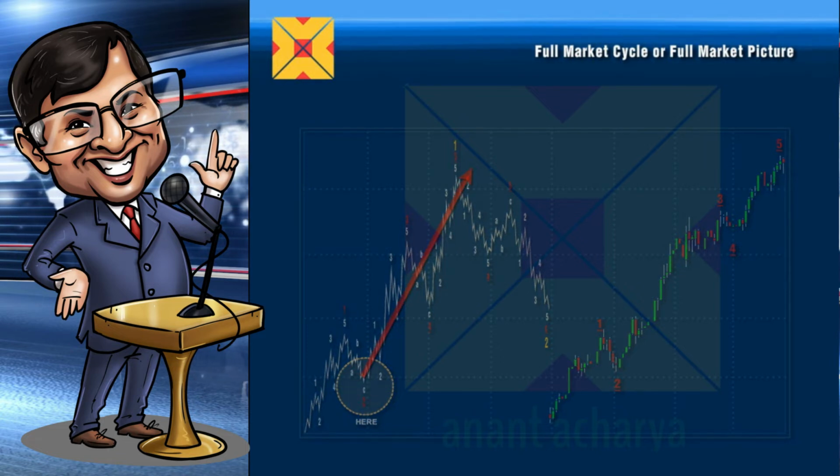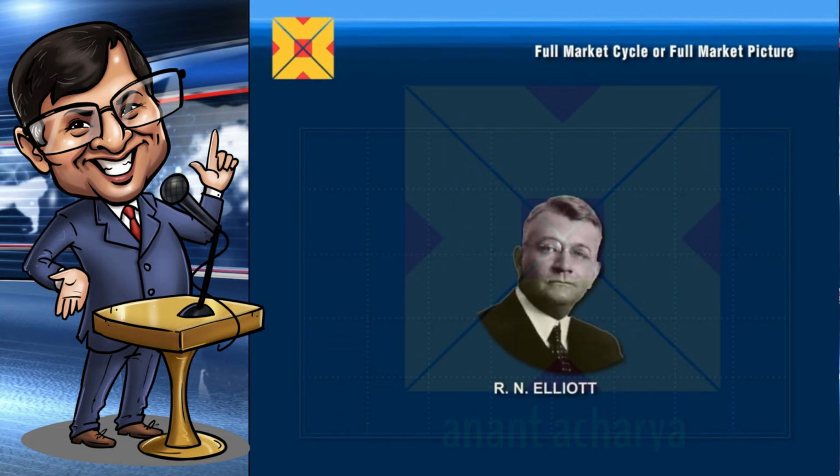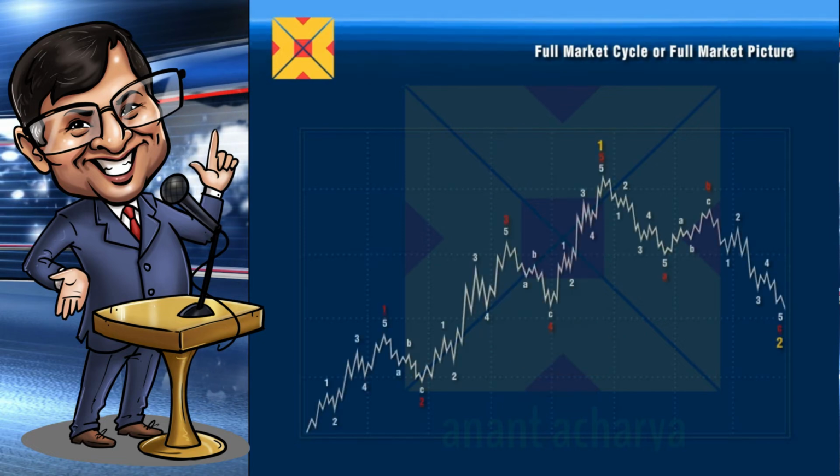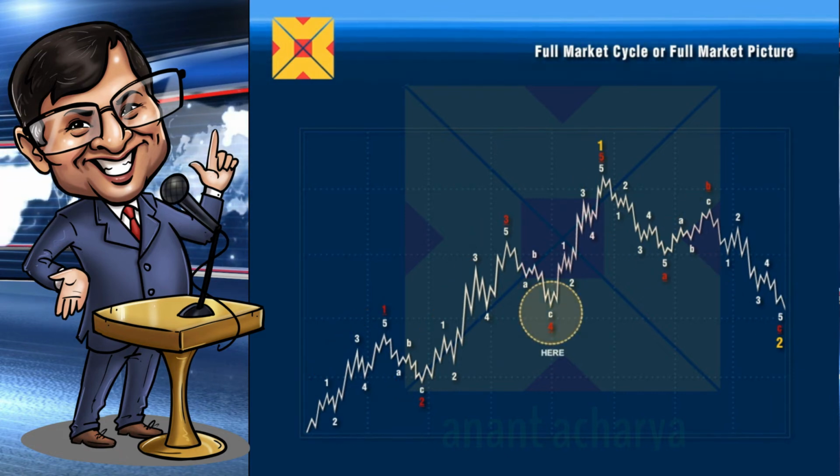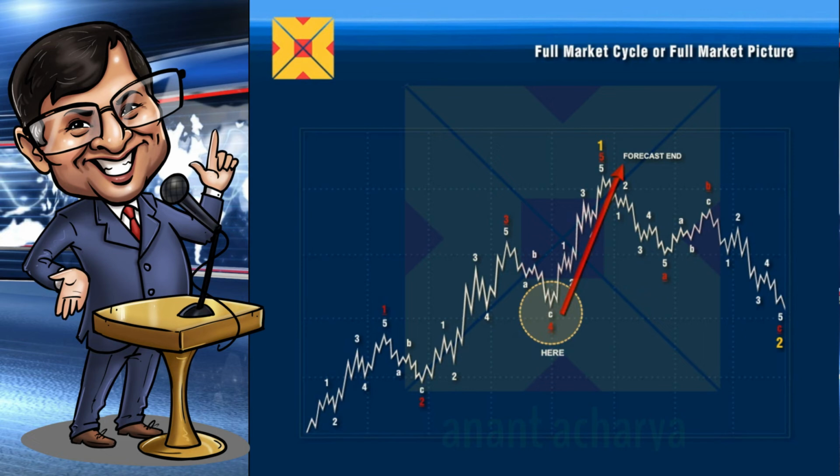This picture presents the true essence of R.N. Elliott's pioneering work. Though idealized, you will observe later that markets move within the above complete cycle, and it is a very easy task to pinpoint the present position and forecast where the markets are likely to be when the pattern and cycle end.